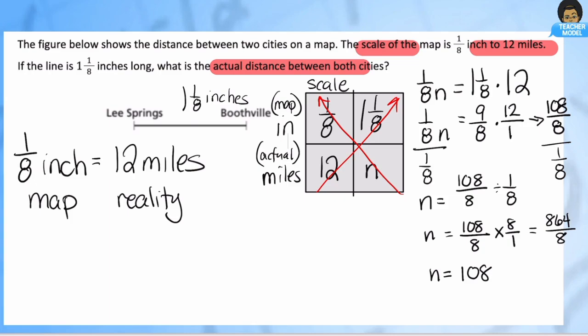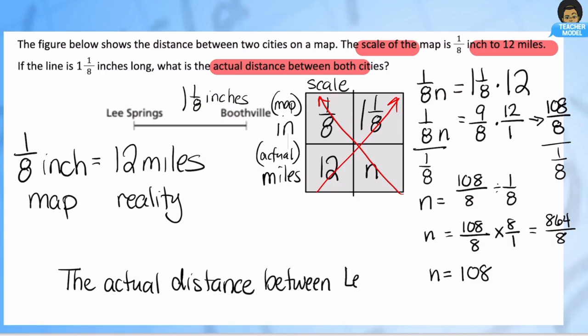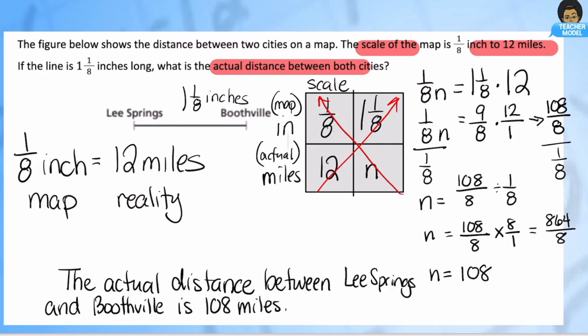So let's put our answer into context. N is equal to 108. What does that mean? I'm going to put it as a full sentence: the actual distance between Lee Springs and Boothville is 108 miles. So I'm going to just box my final answer.